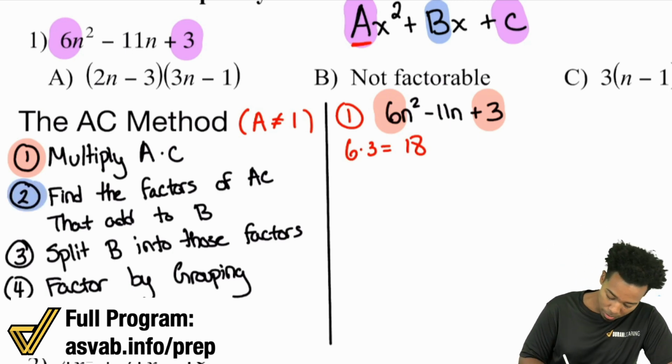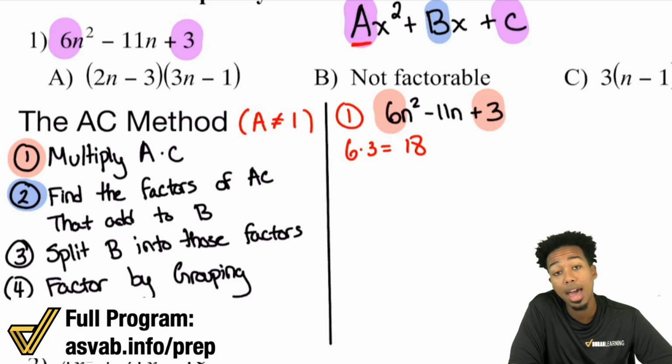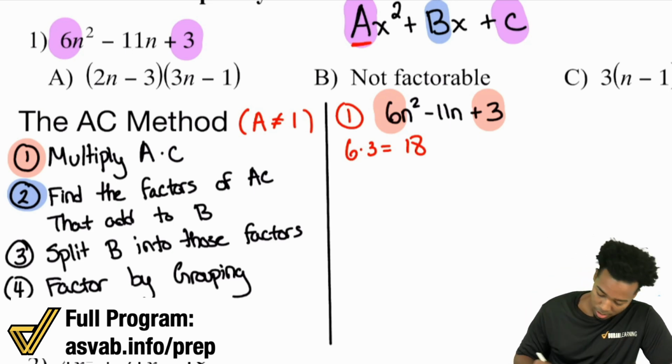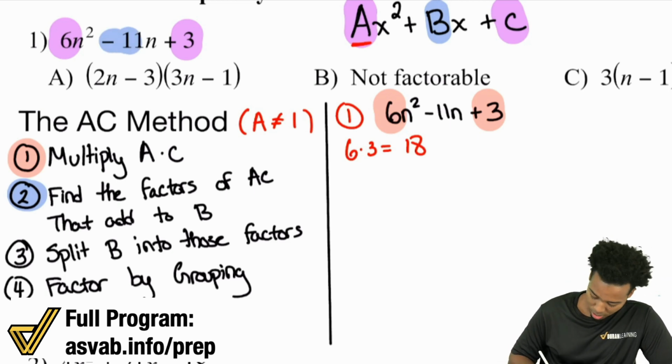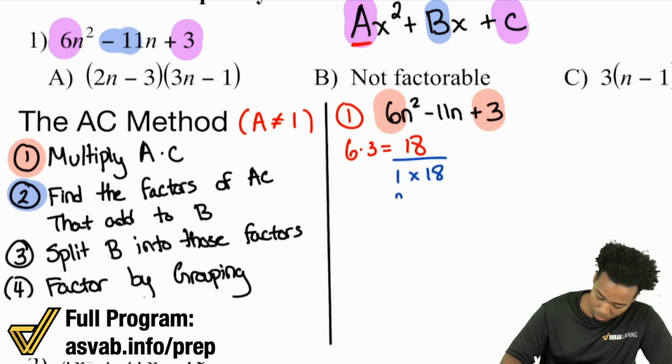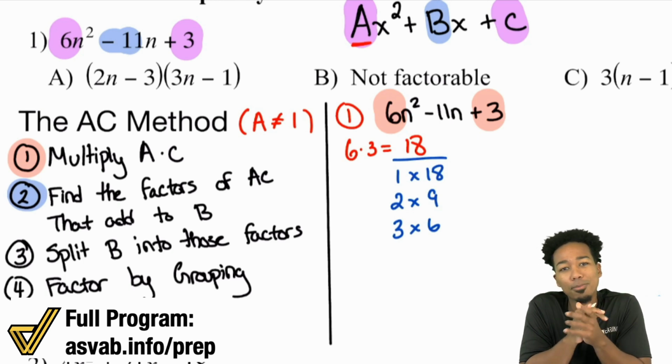Step number 2. What we're going to do now is find the factors of positive 18 that add up to negative 11, that B term right there. So here we go. The factors of 18: we have 1 times 18, 2 times 9, 3 times 6, and that's going to be it. So let's ask ourselves again, just like we did with trinomials.